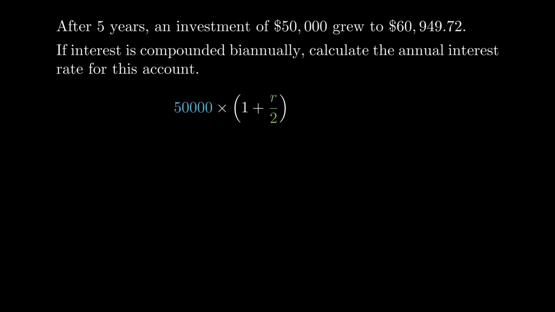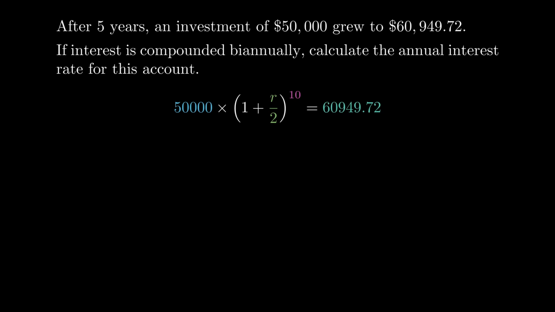And how many times will the money get to grow? Well, again, because it's biannually, it's twice a year, so over 5 years, it should get to grow 10 times. That's just 5 times 2. And we're told the end result of all this is it becomes 60,949.72.